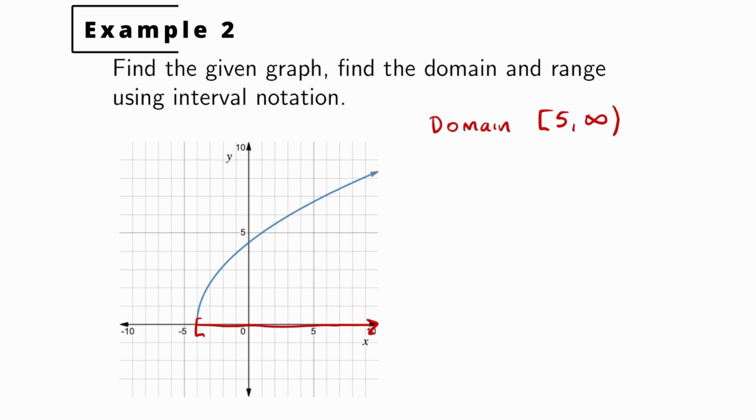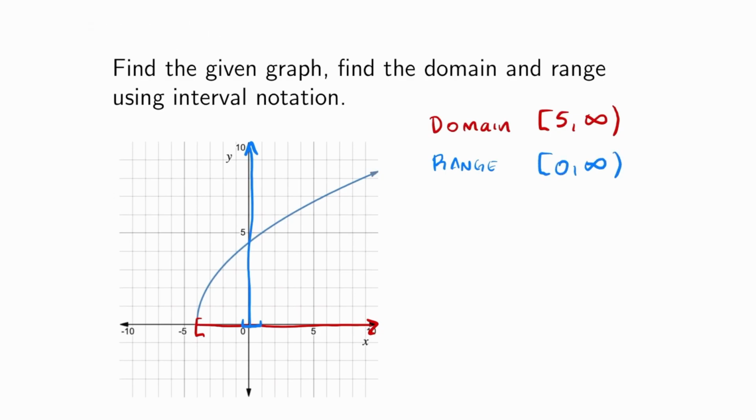smallest value, the lowest point on the graph. That's right here, right? And then go all the way up. And again, because this has an arrow here, we can kind of just assume it keeps going up. It goes up and to the right forever. And that means our range is going to go all the way from 0 up to infinity. So our range will be 0 to infinity.